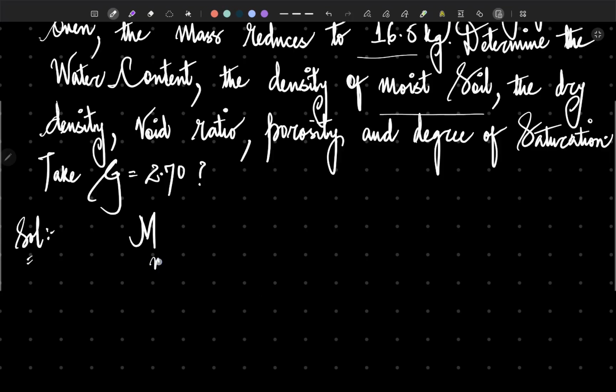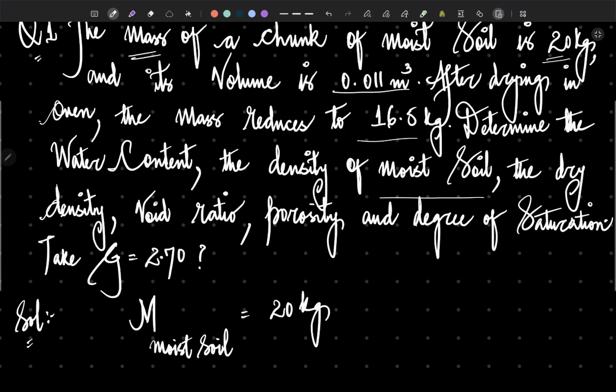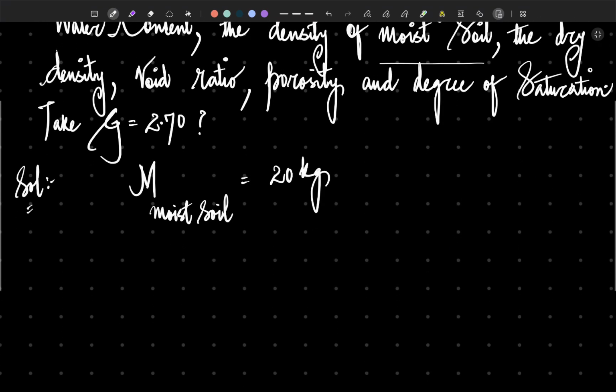Mass of moist soil, how much is it? 20 kilograms as given in the question, and its volume is this much. After drying in oven, the mass reduces to 16.5 kgs. Dry soil, after drying in oven, the mass reduces to 16.5 kgs. Oven drying method is a very accurate laboratory method by which we can determine the water content in a given sample of a soil mass.